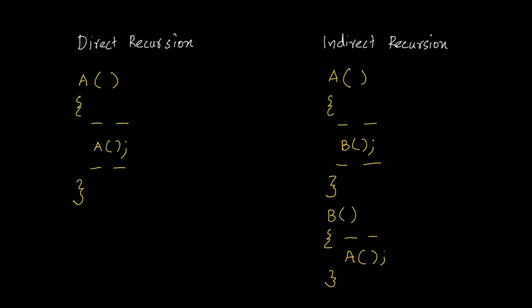You can also classify recursion into direct and indirect recursion. In direct recursion, the function explicitly calls itself, whereas in indirect recursion, a function calls another function, and that function in turn calls the first function. Eventually, the function A calls itself, but it is indirect.